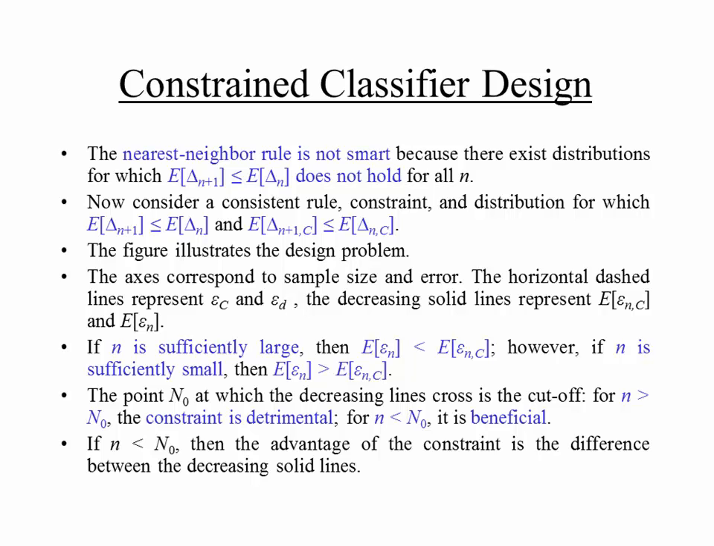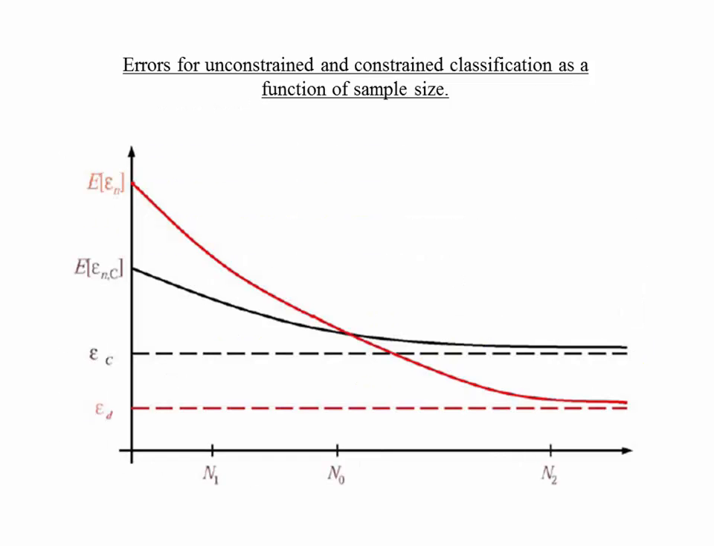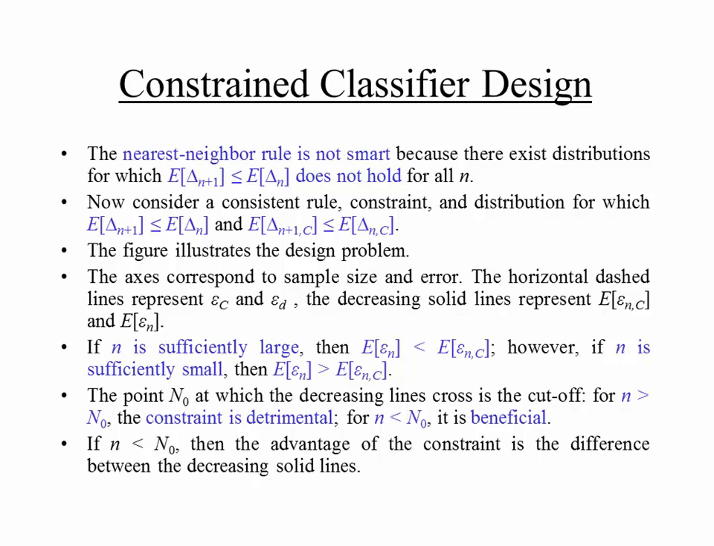Yeah, so here if you see, there is an n0, a crossover point between the two of them, right? And the net conclusion is that if the number of samples is less than n0, then the advantage of the constraint is the difference between the decreasing solid lines. The point n0 at which the decreasing lines cross is the cutoff. For n greater than n0, the constraint is detrimental. For n less than n0, it is beneficial. That's what I tried to explain, right?